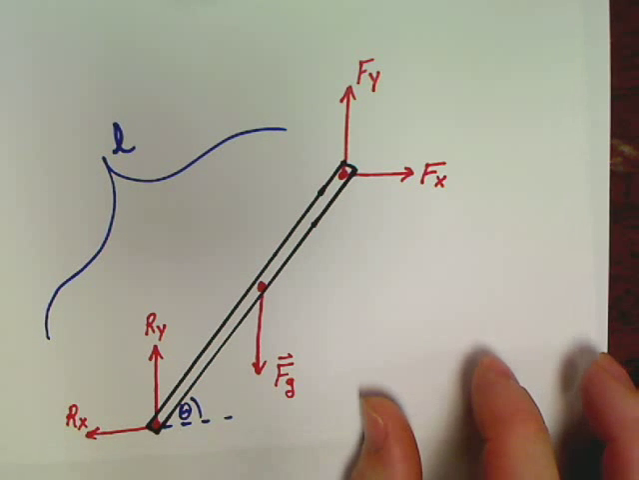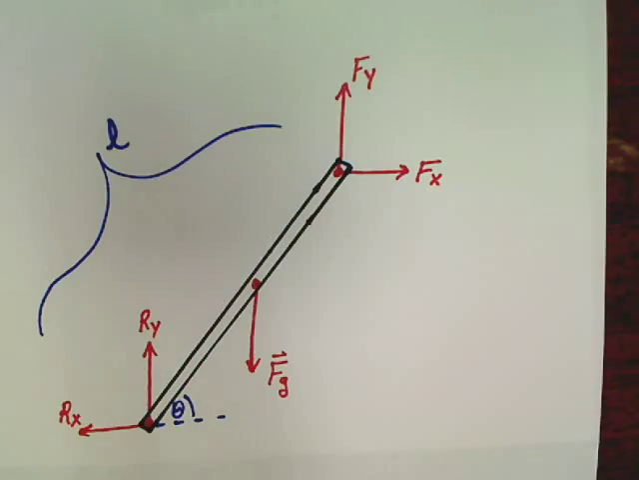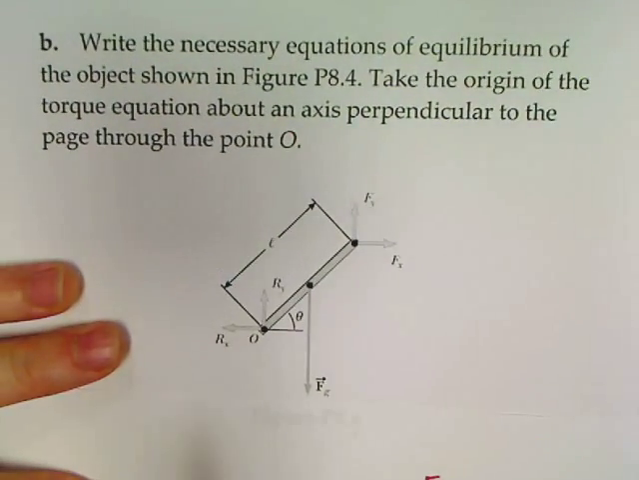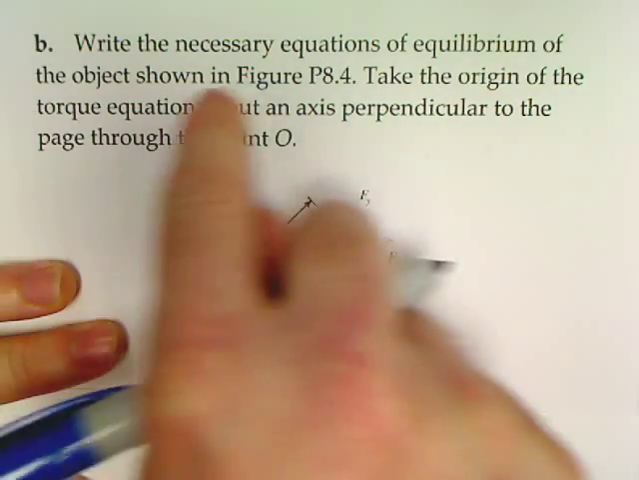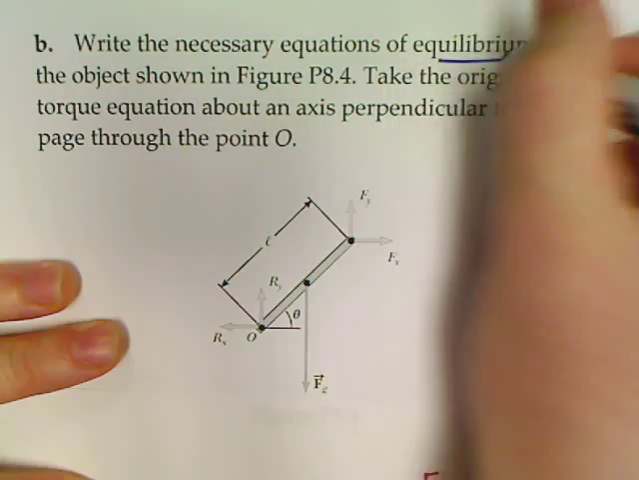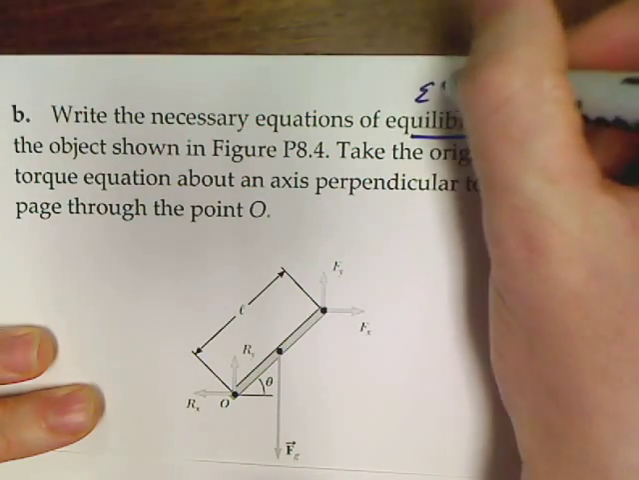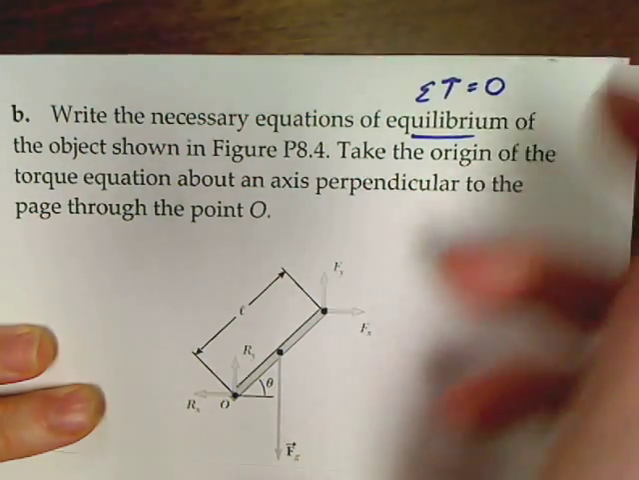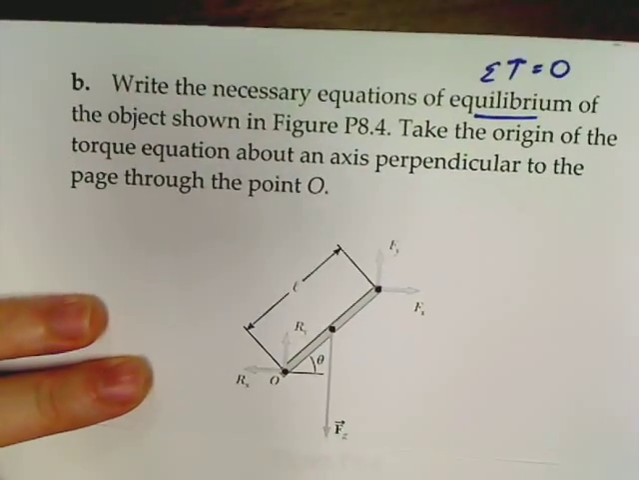So, I wonder what it wants us to do. It says, and I'm going to scroll down so we can see this, write the necessary equations of equilibrium. So this one's saying equilibrium. And what this magic equilibrium word's telling me is I'm going to write sum of all my torques, and set it equal to 0 in this problem.